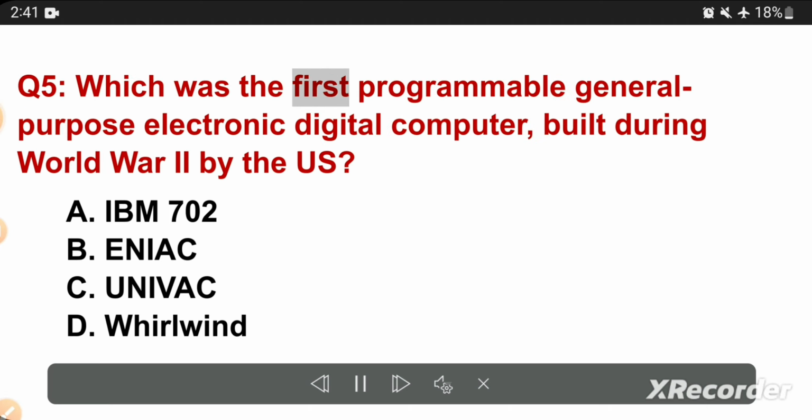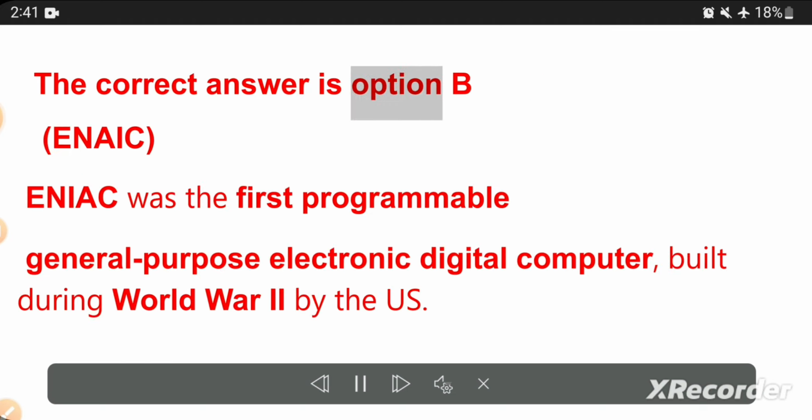Q5. Which was the first programmable general-purpose electronic digital computer, built during World War II by the U.S.? IBM 702, ENIAC, UNIVAC, Whirlwind. The correct answer is option B. ENIAC. ENIAC was the first programmable general-purpose electronic digital computer, built during World War II by the U.S.